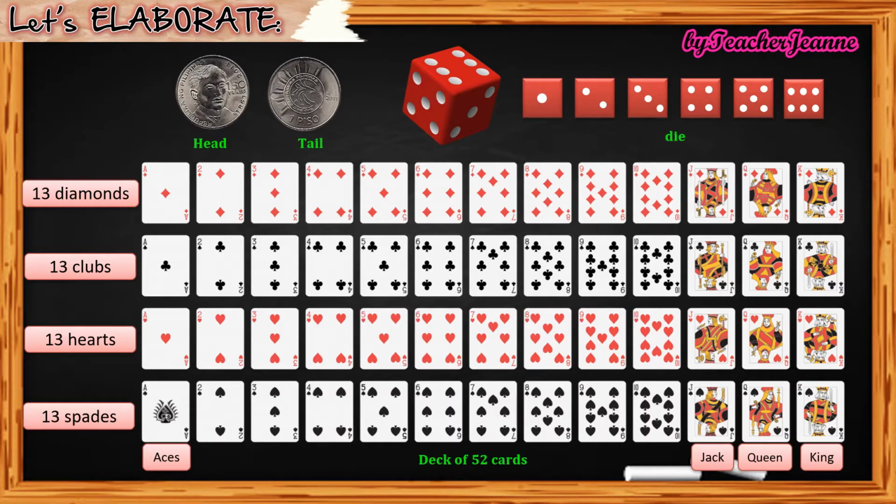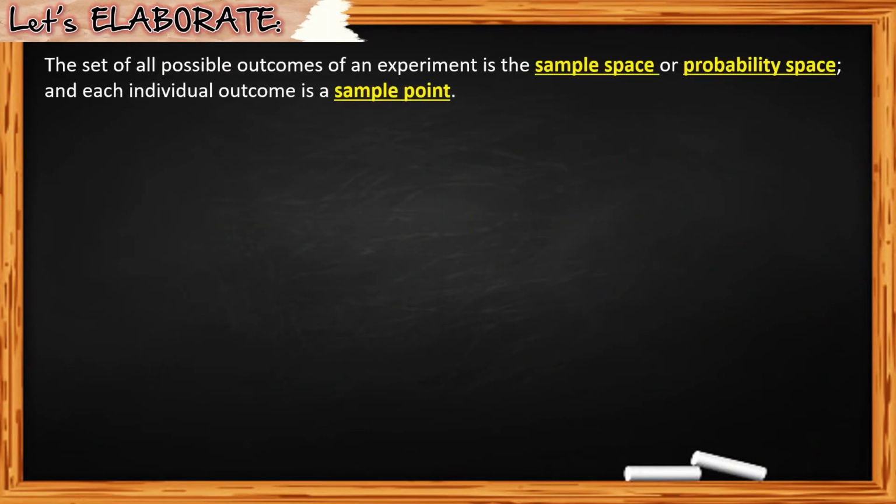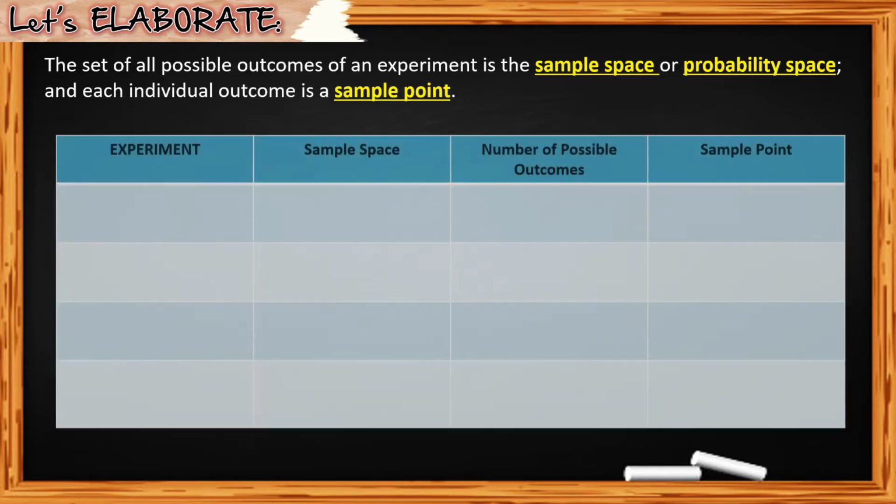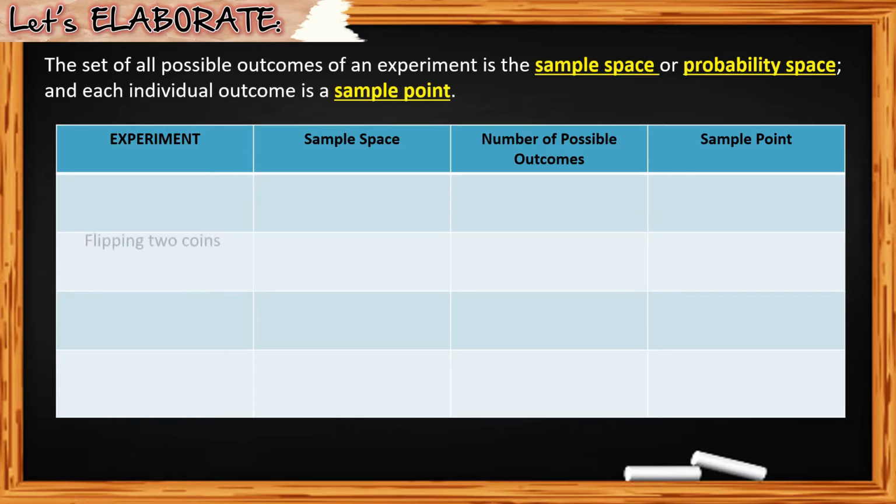And the jack, queen, and king are what we call the face cards. And these are the set of possible outcomes of an experiment, which is also known as the sample space or the probability space. And each individual outcome is what we call the sample point. For example, we have the experiment flipping 2 coins. The sample space is head-head, head-tail, tail-head, and tail-tail. The number of possible outcomes is 4, and a sample point is, for example, the tail.